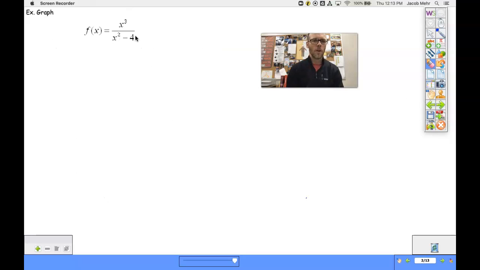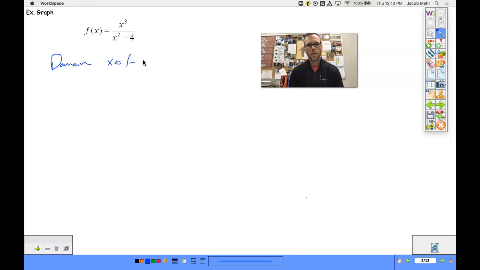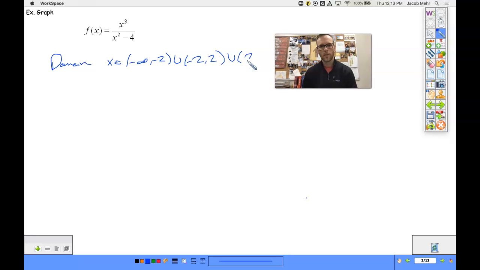Here's our first function, the only function in this video: x cubed over x squared minus 4. So let's start thinking through things here. Domain. Well, my denominator is x squared minus 4. So I know this is negative infinity to negative 2, exclusive, union negative 2 to 2, union 2 to infinity.